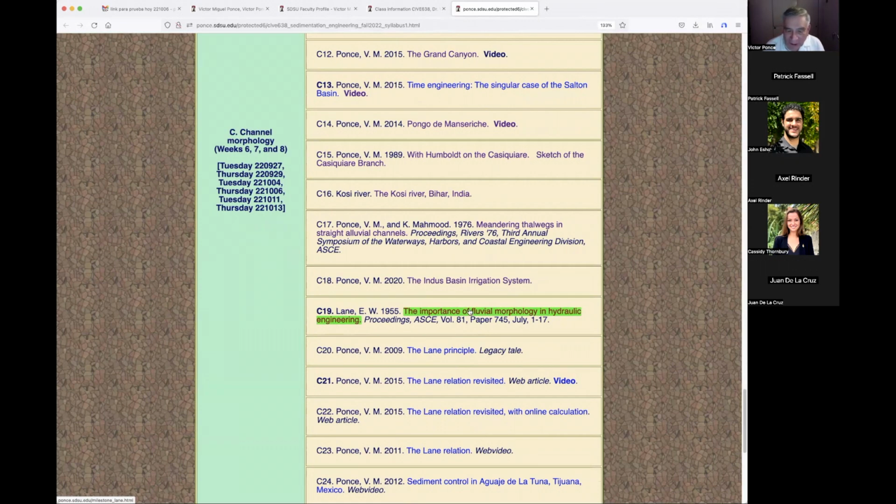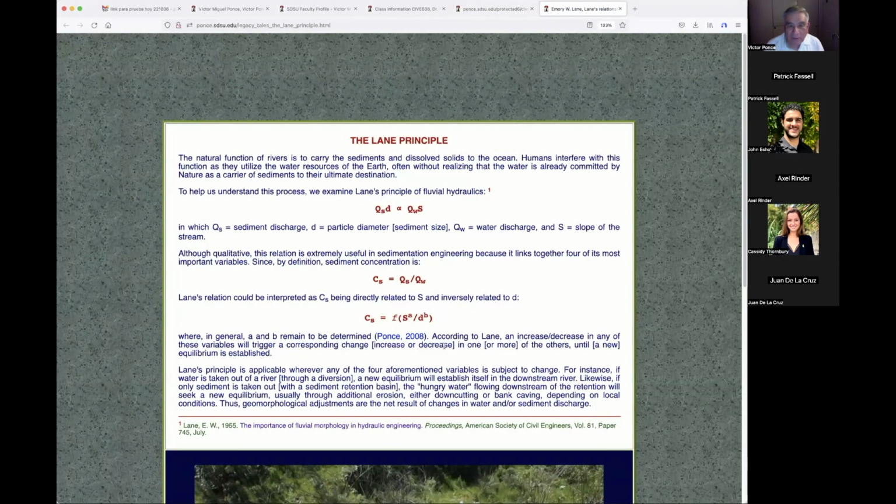Okay, so then the next thing that we're going to read is the Lane principle. So what is the Lane principle? Lane is Emory W. Lane. Okay, so this is my writing. This is what I call a legacy tale. Why legacy tale? That sounds like a fancy term.